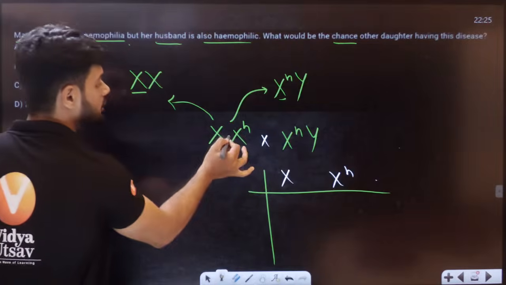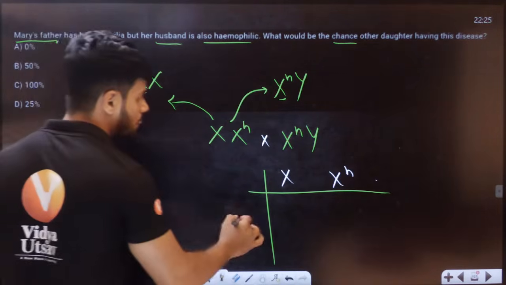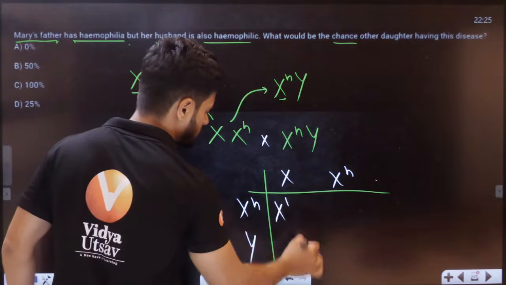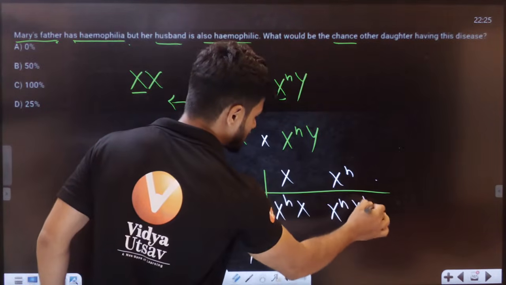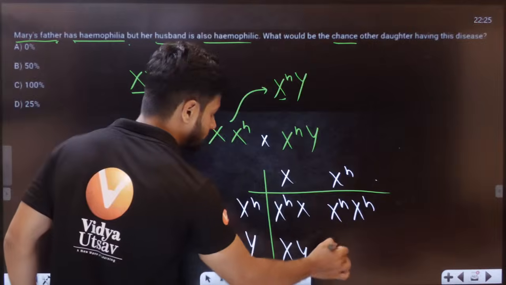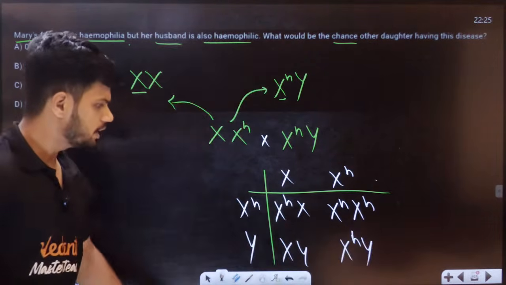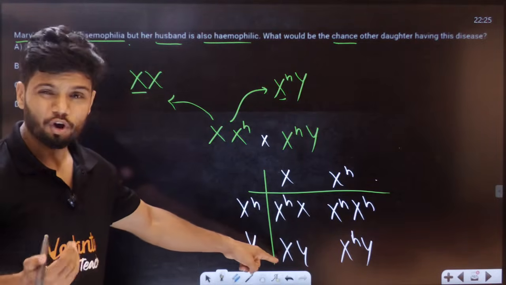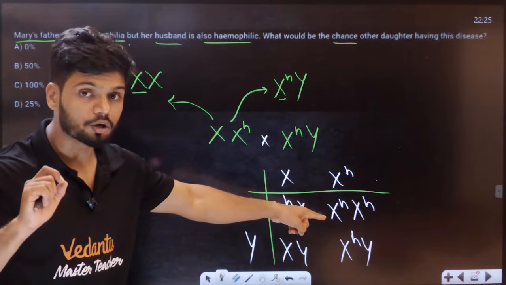XH, because she gets the X chromosome from the father here. Okay, and here we have XH and Y. XH, XX, XH, XY, XHY. Now students, here we can see a carrier female. Here we can see a normal son, a hemophilic son, and a hemophilic daughter.